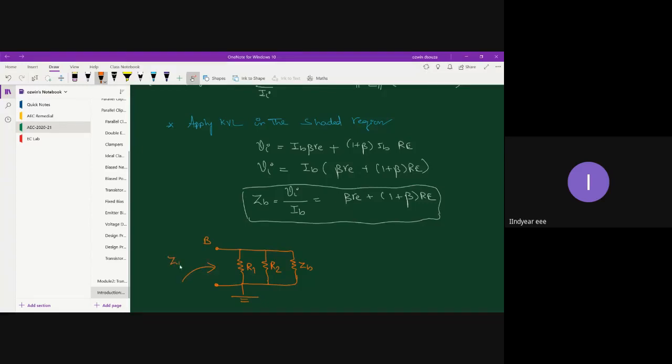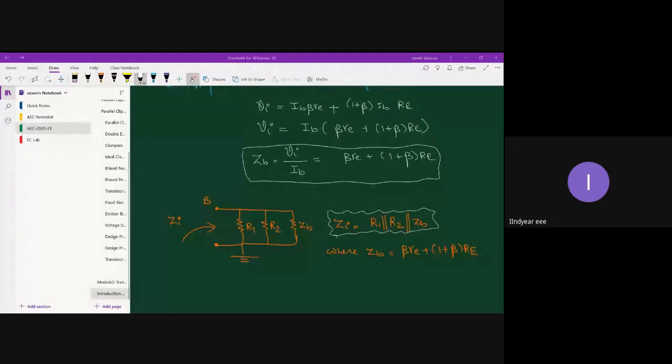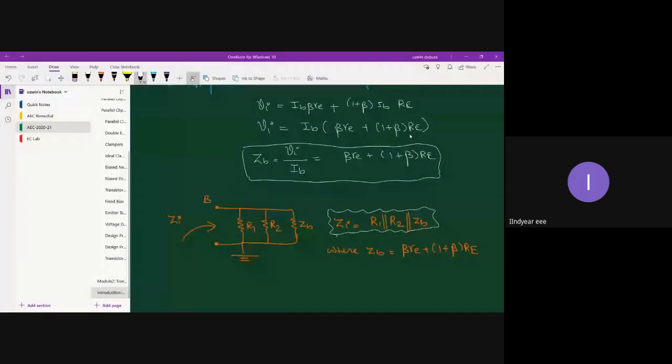So what is my overall input impedance ZI? Can anyone tell me now? So ZI is going to be R1 parallel with R2 parallel with ZB, where ZB is equal to the above expression, beta RE plus 1 plus beta times RE. Is it clear? So this is my input impedance. Very, very important. This is my input impedance. Is it clear? Can I get some response over here? Yes, sir. Perfect. Fine. So that's your ZI.